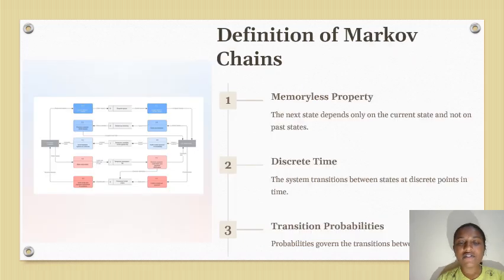Let us see the definition of Markov chain. It has a memoryless property and discrete time, and it also has transition probabilities. Let us see the memoryless property: the next state depends only on the current state but not on the past states. And second is discrete time: the system transitions between states at discrete points in time. Transition probabilities: the probabilities that govern the transitions between the states.